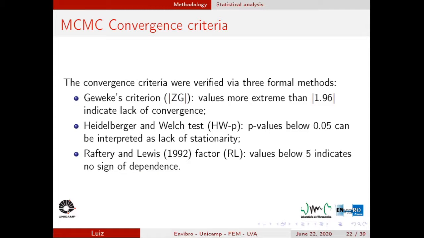After we obtain a chain that represents the posterior distribution, we have to assure that it converged. We used 3 methods to assure its convergence. It was the Geweke criterion, Heidelberger-Welch test, and the Raftery-Lewis method.